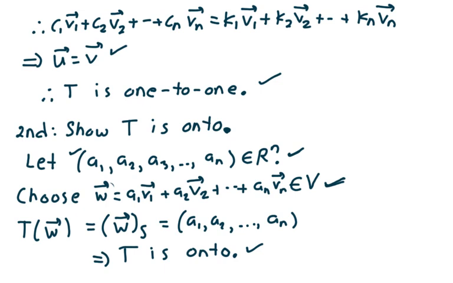T of w is the coordinate vector of w relative to S. To get the first component, I look at a1. To get the second component, I look at a2. To get the last component, I look at an. Right? And that's exactly what I'm supposed to get. And that shows T is onto.